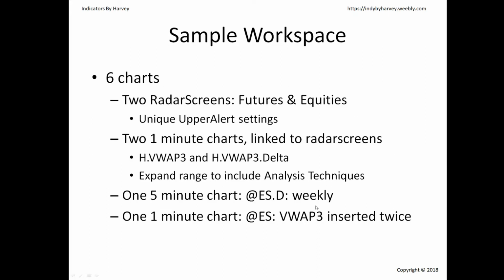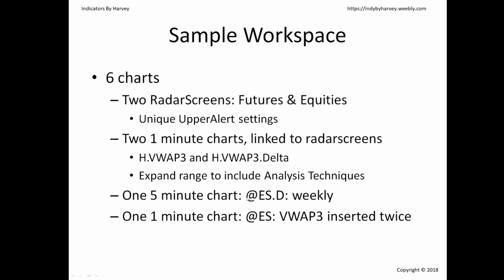The sample workspace contains 6 charts, 2 radar screens, one that has a list of futures products and one that has a list of equities. You'll see that the upper alert settings are unique. There are 2 1-minute charts. One is linked to each radar screen. They both have VWAP 3 and VWAP 3 Delta inserted, and the display range was expanded to include the analysis techniques so that you could see the VWAP.